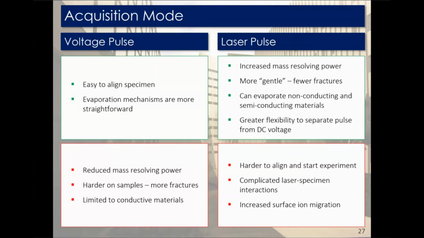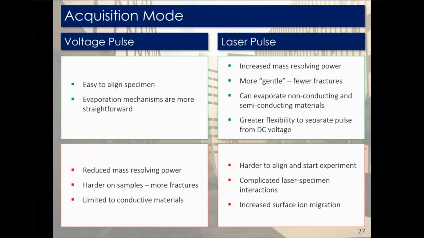The interaction also between the laser and the sample is a little bit more complicated and definitely beyond the scope of this talk. But something you do have to keep in mind when working with your data. There also is the chance of getting increased surface ion migration under the laser illumination, just giving those surface ions a little bit more energy so they can maybe move positions in some cases.